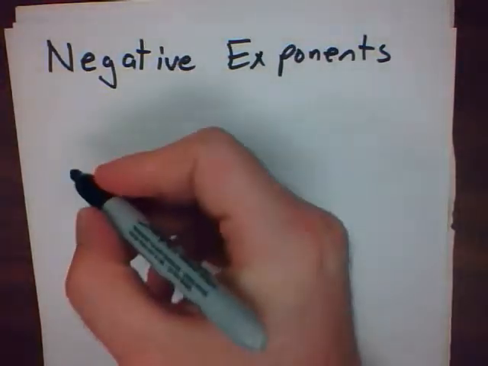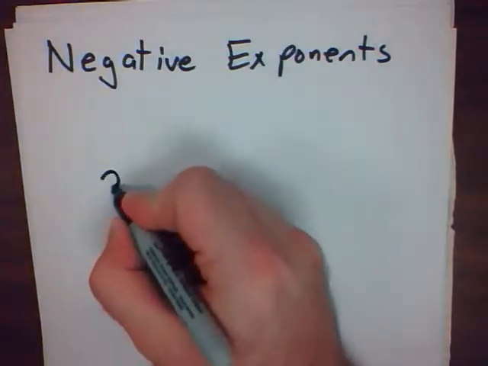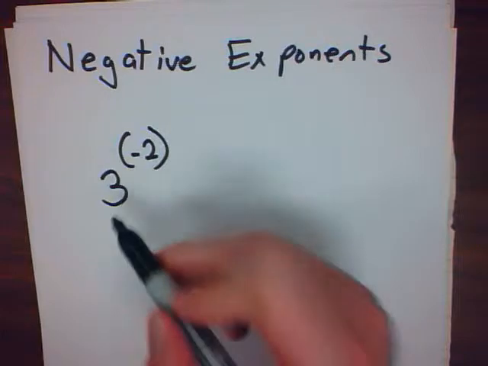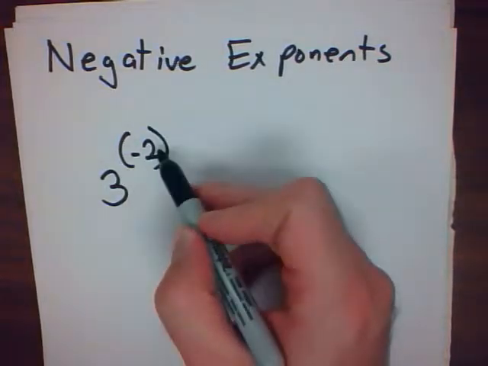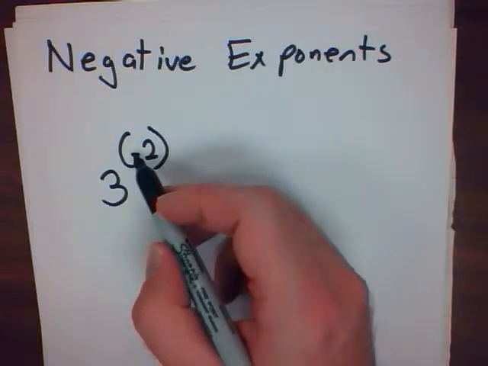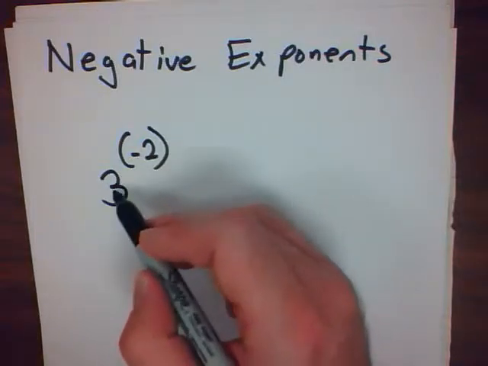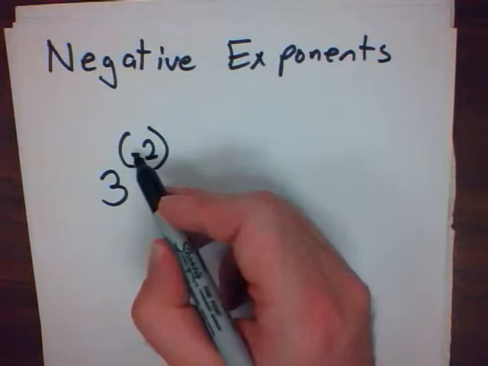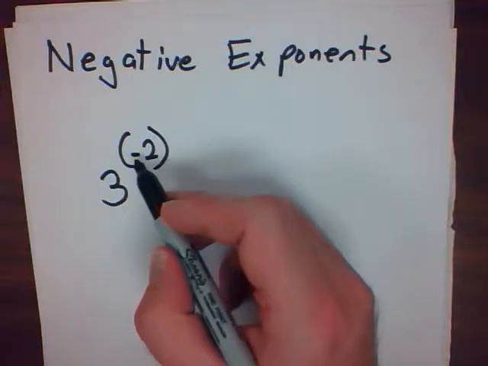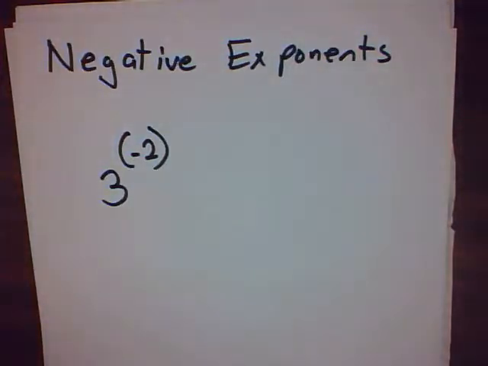Let me begin. Here is a negative exponent. We learned earlier that this tells us that this is going to be repeated multiplication. But what does the negative mean? It does not mean that the answer is negative. It actually means the answer is going to come out to be a decimal or a fraction. Let me demonstrate how that works.